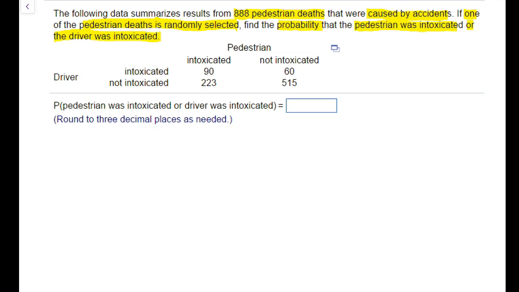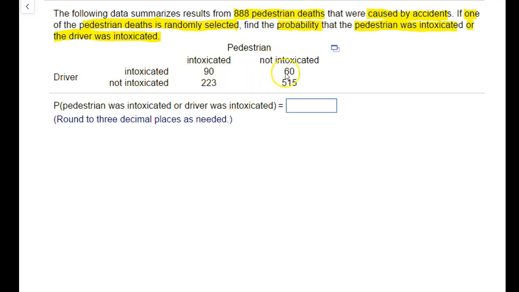So we have a table here. This is a two-way frequency table, so it's very important that we understand how to read this table. For example, this column is the number of deaths where the pedestrian was intoxicated, and this column is where the pedestrian was not intoxicated.